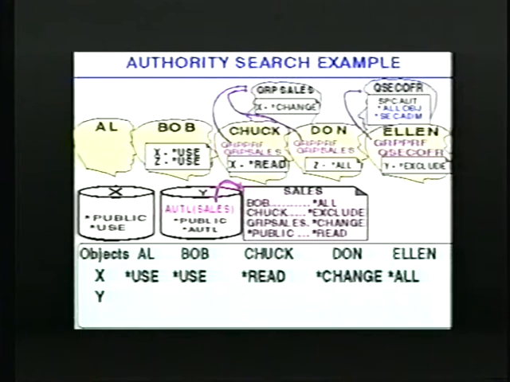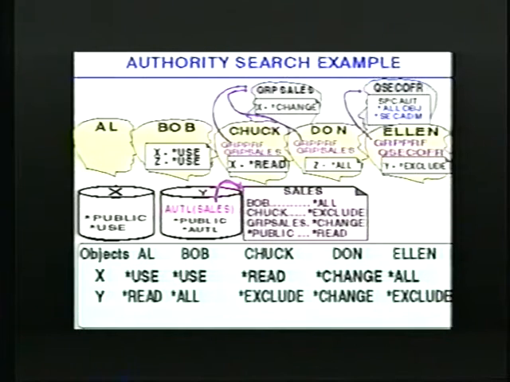Looking at Ellen, doing that search, what is Ellen's access to object Y? Well, we see that Ellen has an exclude entry in her user profile, so Ellen is excluded from object Y. We'll spend more time talking about that in a little while.